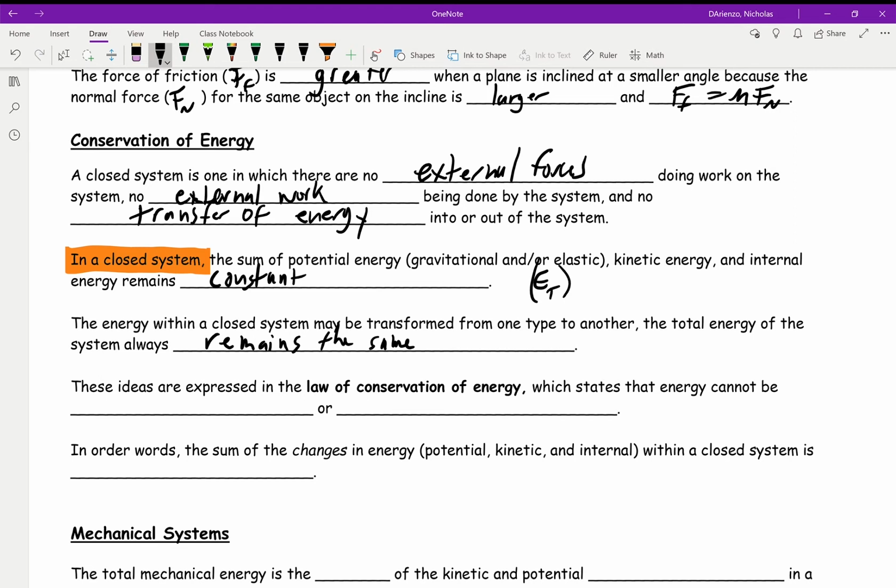This is all summarized in the law of conservation of energy, which states that energy cannot be created or destroyed. Or in other words, the sum of the changes in energy, whether it's potential, kinetic, or internal, within a closed system is zero.